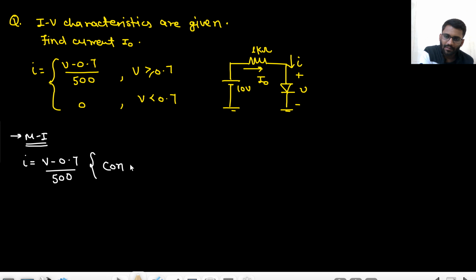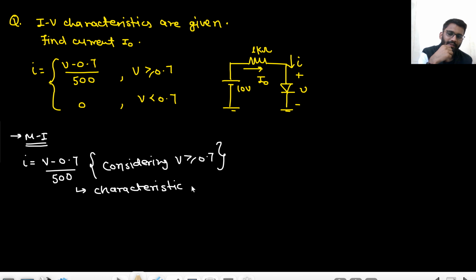What do I consider? Considering V is already greater than 0.7, this I am considering. So this is the characteristics equation, right? This is the characteristics equation. And what is my load line? That is 10 minus V is equal to 1000 I, because this is 1 kilo. So 10 minus V is equal to 1000 I. Okay. So this is my equation 1 and this is my equation 2.